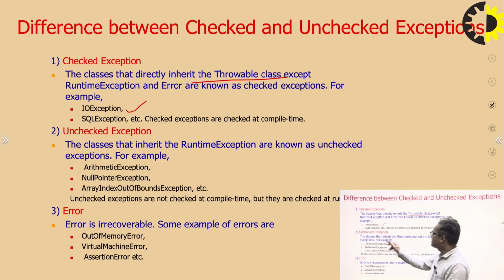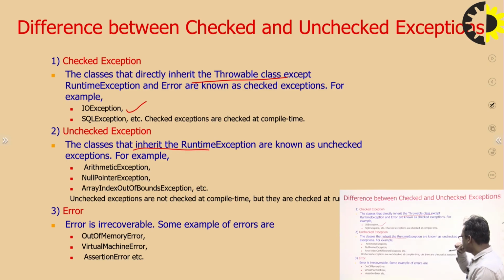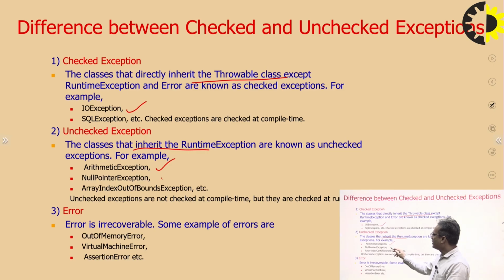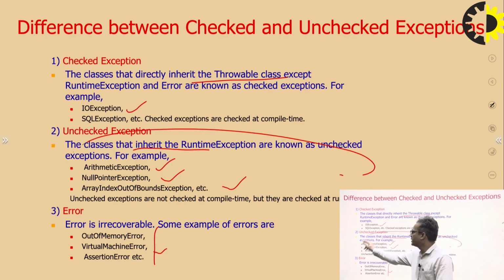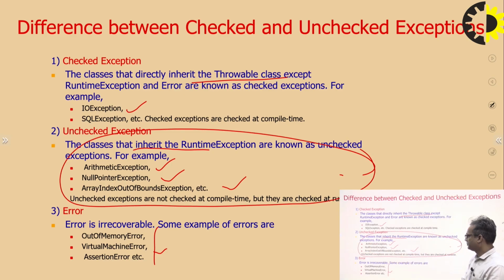Unchecked exceptions are the classes that inherit the runtime exception, that are arithmetic exceptions, null pointer exceptions, array out of bound exceptions, right? And errors are basically out of memory, virtual machine, and assertion errors, which we can't handle here. So we are basically working on these kinds of unchecked exceptions here in exception handling.